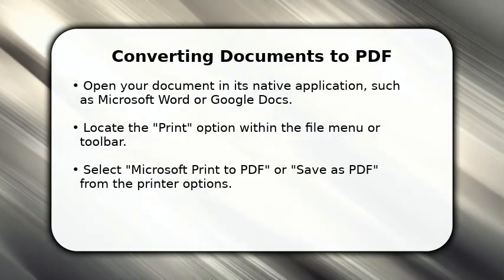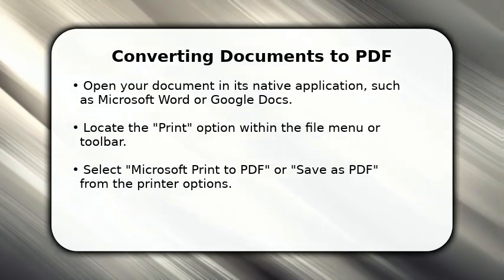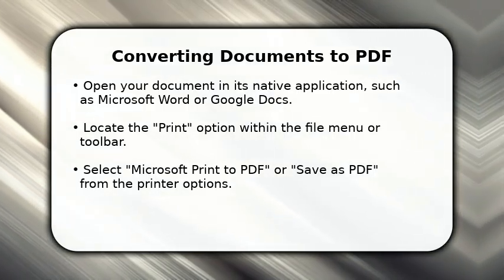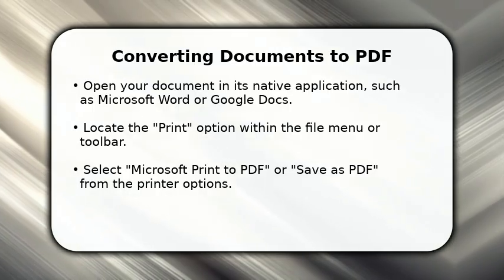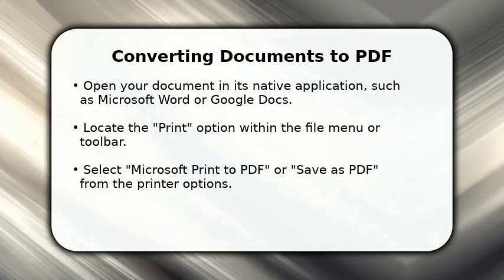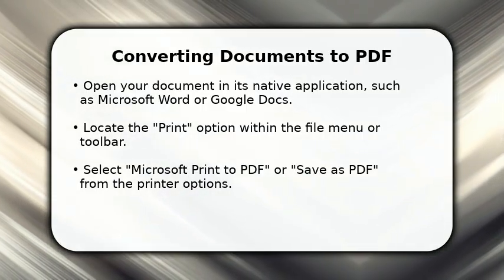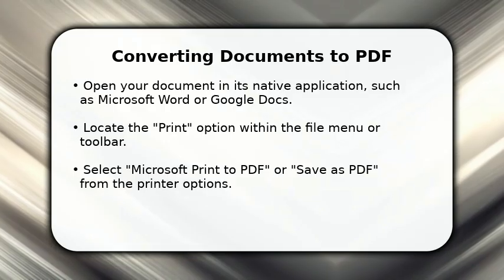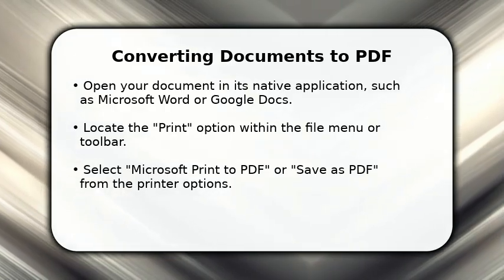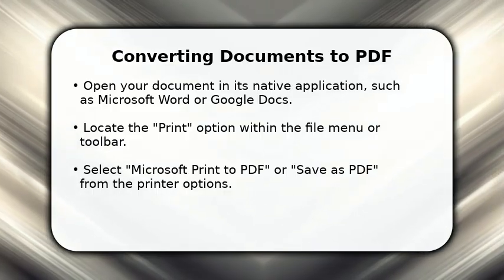In this video, I will explain how to make documents into PDF files. First, open your document in its original program, like Word or Google Docs. Then, navigate to the Print option, usually found in the File menu. From there, select Microsoft Print to PDF or Save as PDF as your printer. Finally, choose where to save your new PDF and give it a clear name. This method is quick and works for most common document types.